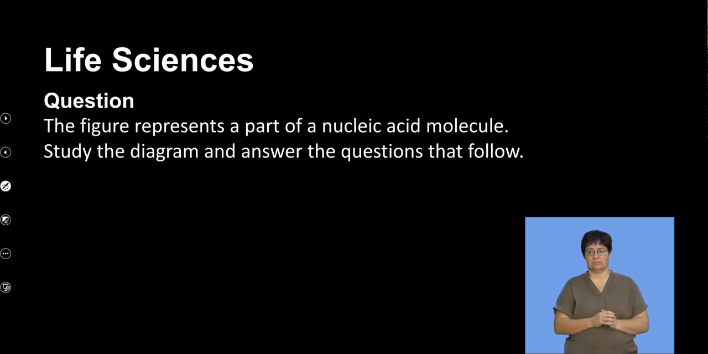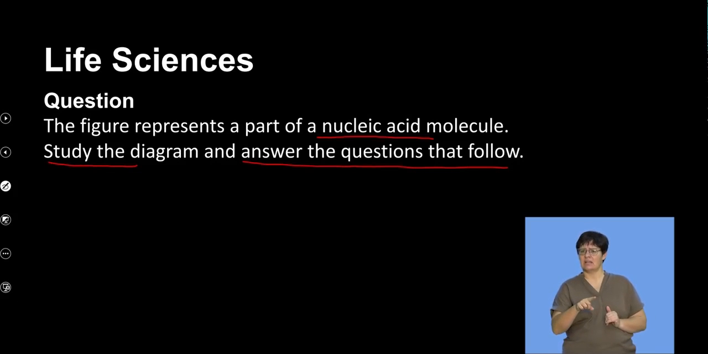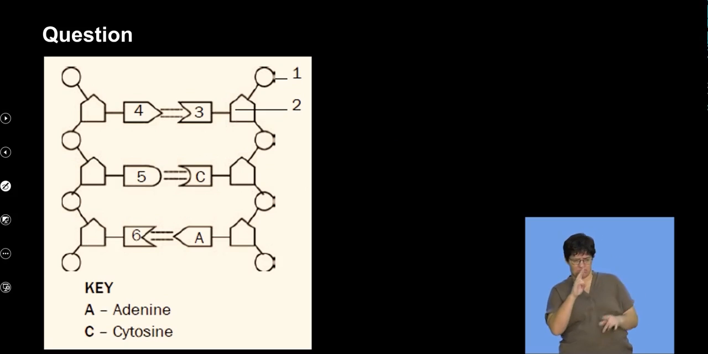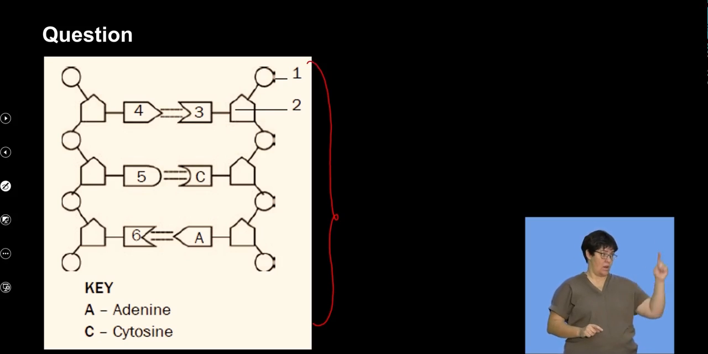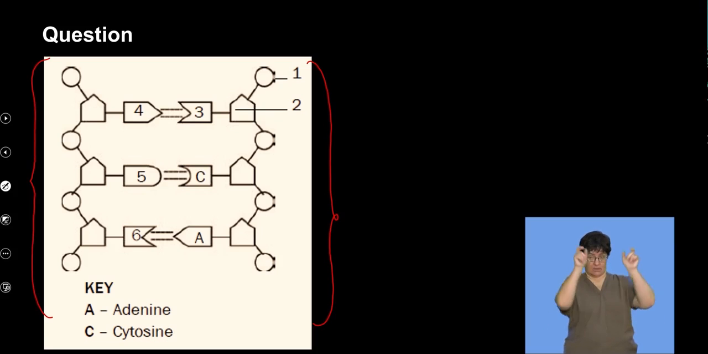The figure represents a part of a nucleic acid molecule. Study the diagram and answer the questions that follow. So let's move on to the figure. Here we're seeing a figure that shows you part of a DNA molecule. Let's try and study this figure and answer the questions that follow. Again, this is a very schematic representation of DNA, and you can see that it has two strands. You've got the one strand here, and you have the other strand on the other end.